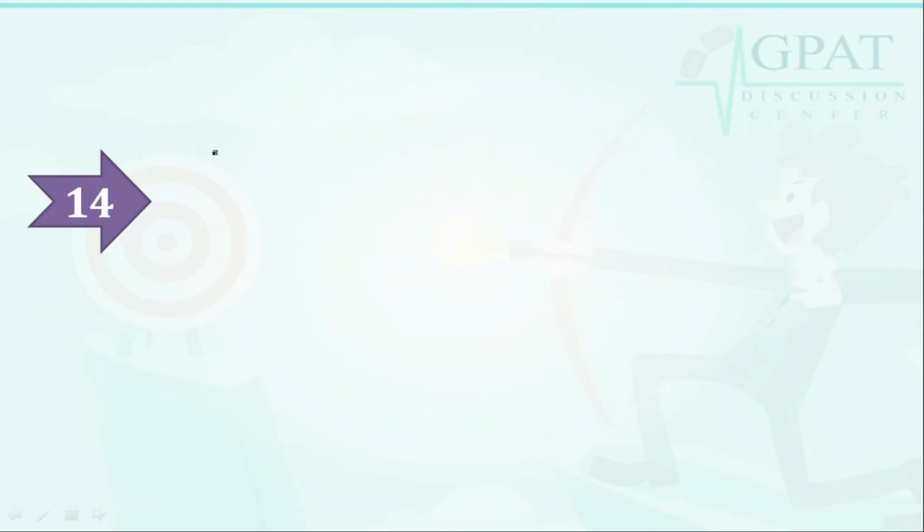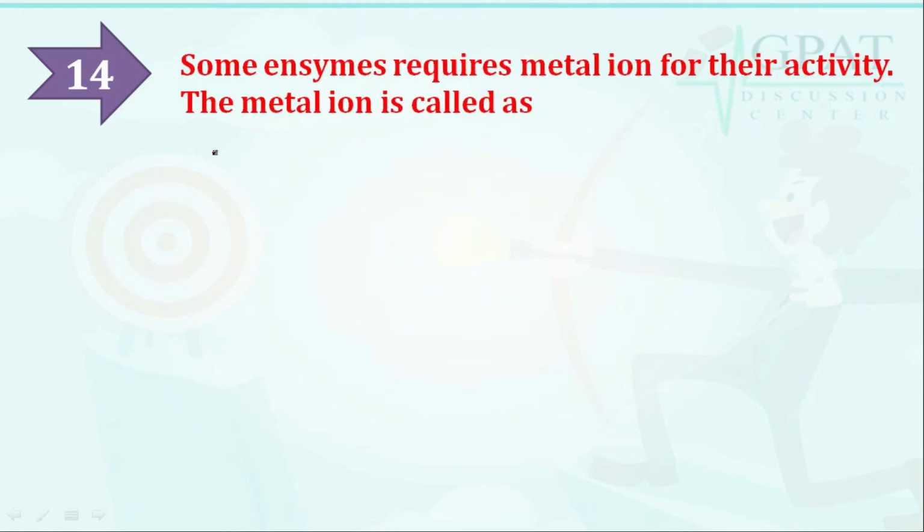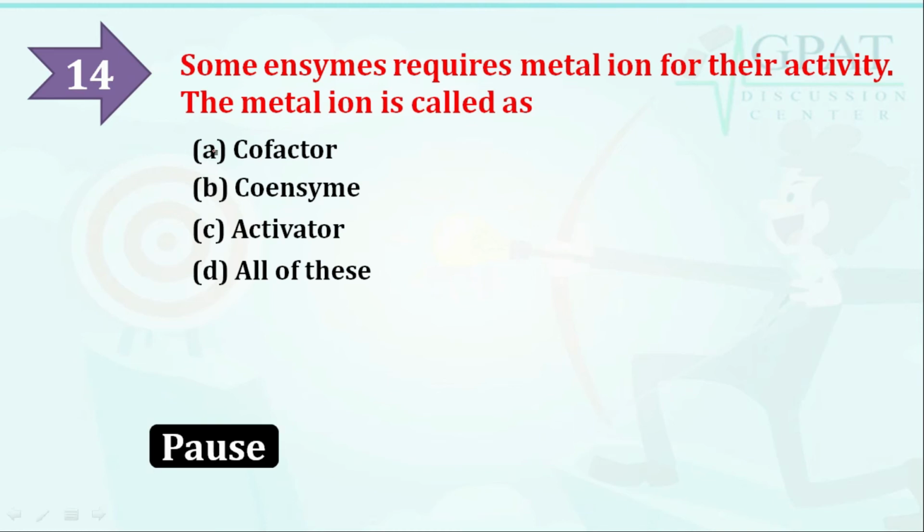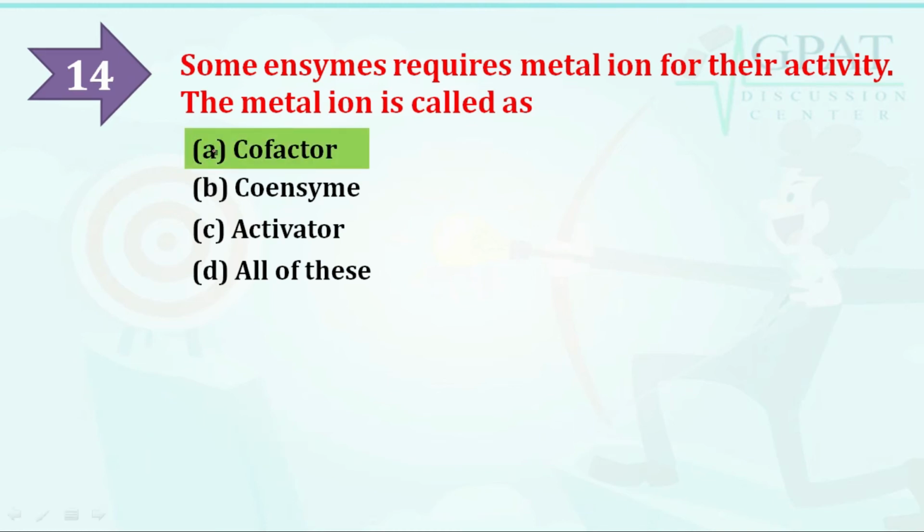Moving on to the next question: some enzymes require a metal ion for their activity. The metal ion is called, option A, cofactor, option B, coenzyme, option C, activator, option D, all of these. So some enzymes require a metal ion for their activity, and the metal ion is called a cofactor. The correct answer is cofactor.